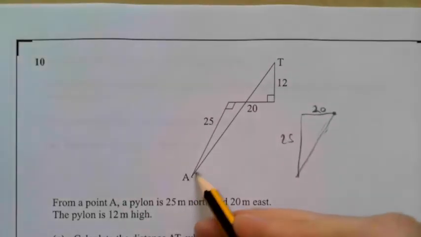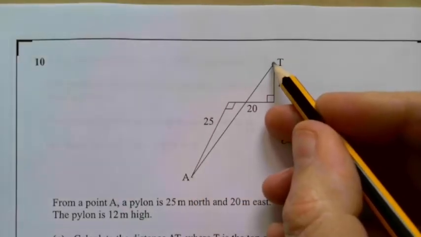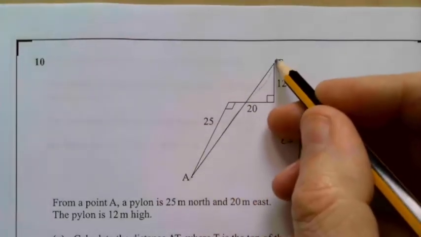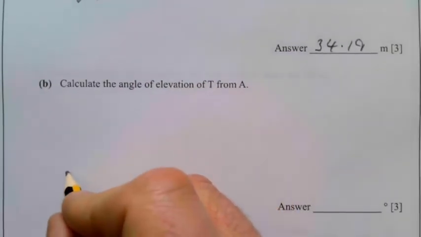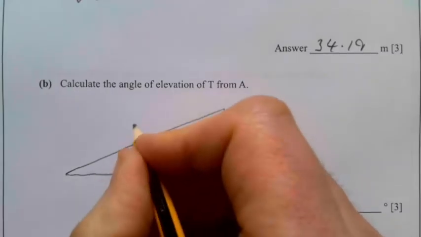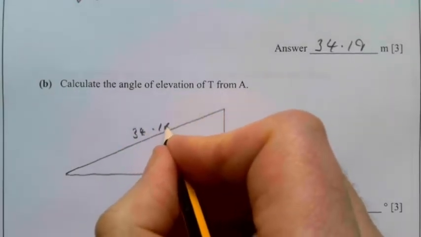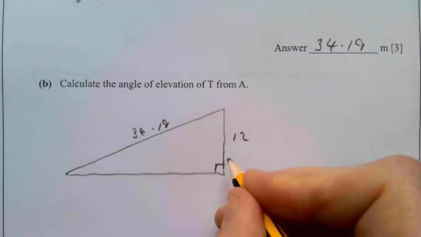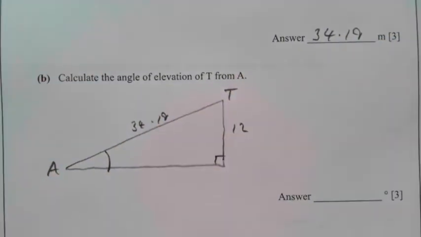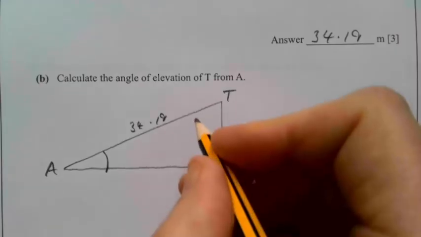So we're back here and it's a T, so I'm going to turn this sideways and make it look proper. We know that there is 34.19, we've just worked it out, and that's 12. As we look from the side, it looks like this: 34.19 and 12, and there's T and there's A, and my angle of elevation is going to be that.